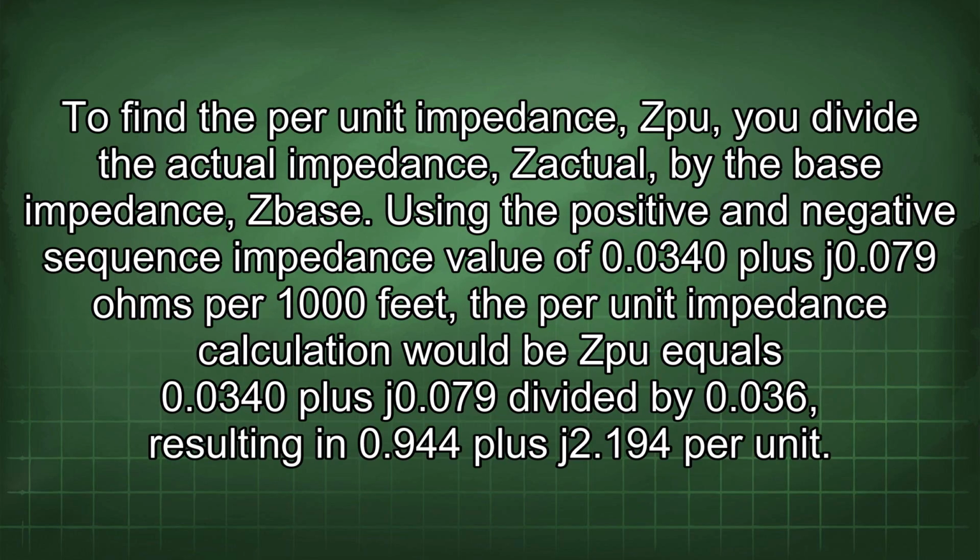To find the per unit impedance, Z pu, you divide the actual impedance, Z actual, by the base impedance, Z base. Using the positive and negative sequence impedance value of 0.340 plus j0.79 ohms per 1000 feet, the per unit impedance calculation would be Z pu equals (0.340 plus j0.79) divided by 0.36, resulting in 0.944 plus j2.194 per unit.